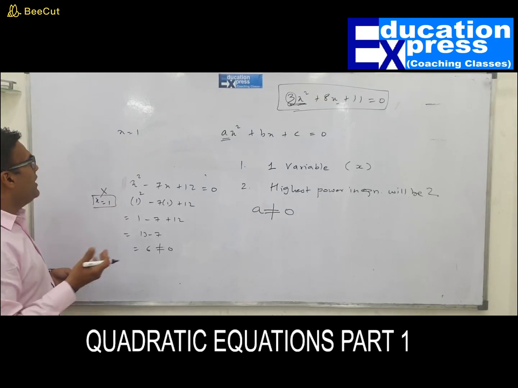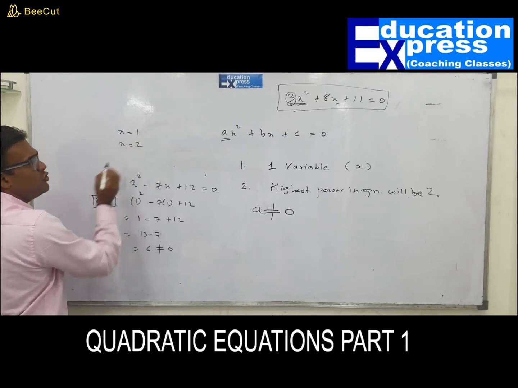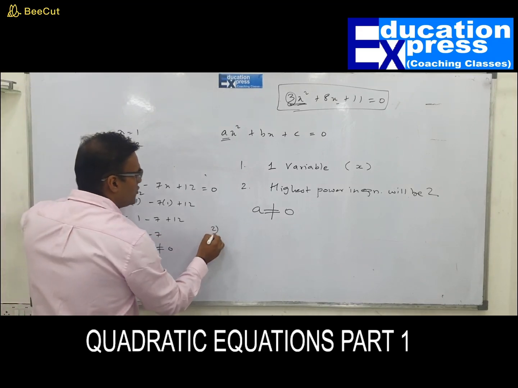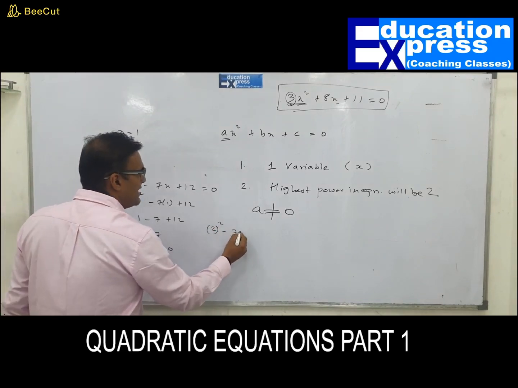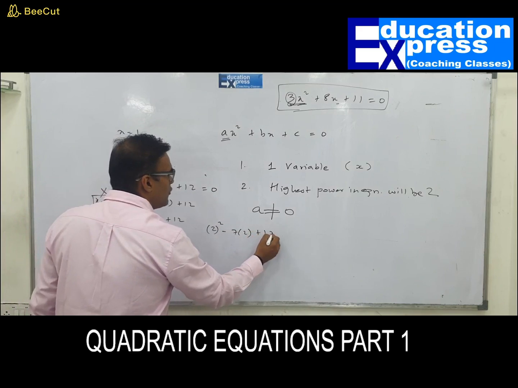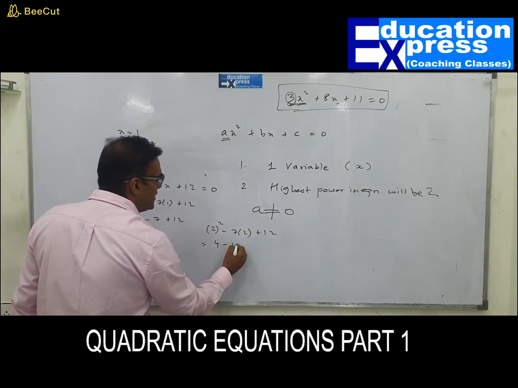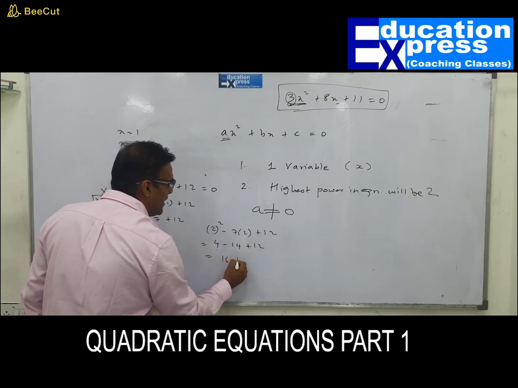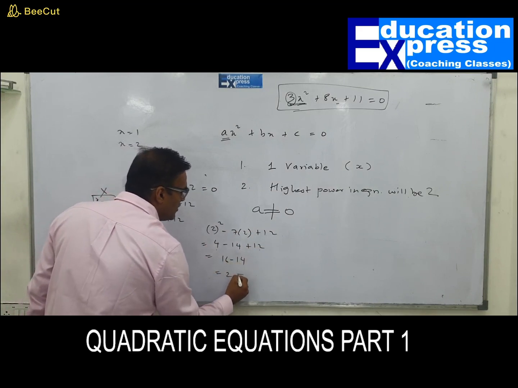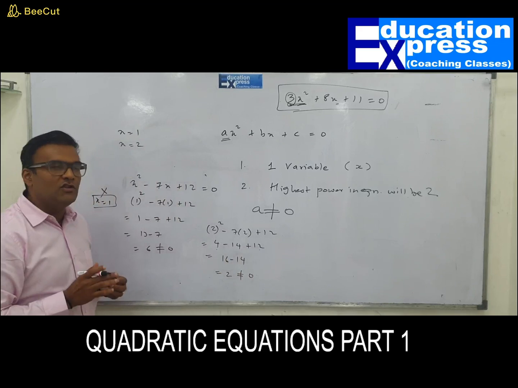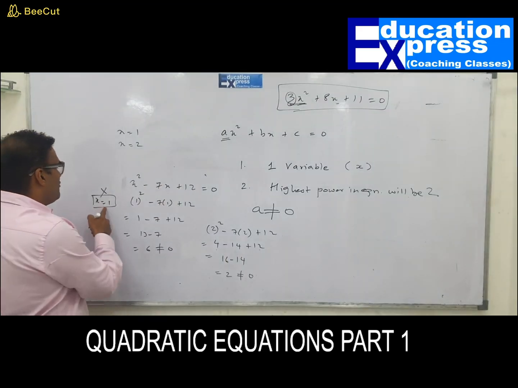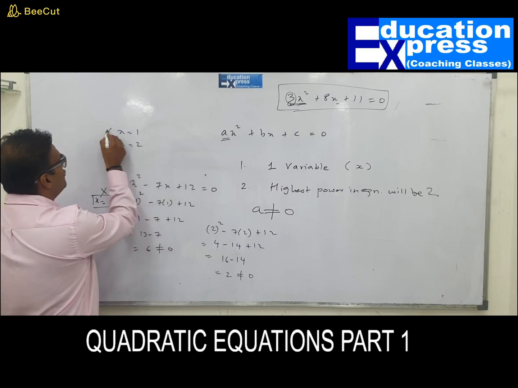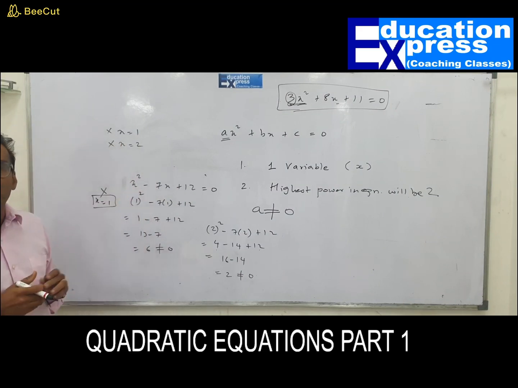Trial and error method, let us presume that x equals to 2. If I put x equals to 2, 2 square minus 7 into 2 plus 12, 4 minus 14 plus 12. 4 plus 12, 16 minus 14, 2. This is also not equal to 0. So x equals to 1 is not a root of the quadratic equation. x equals to 2 also does not fit into the given equation.